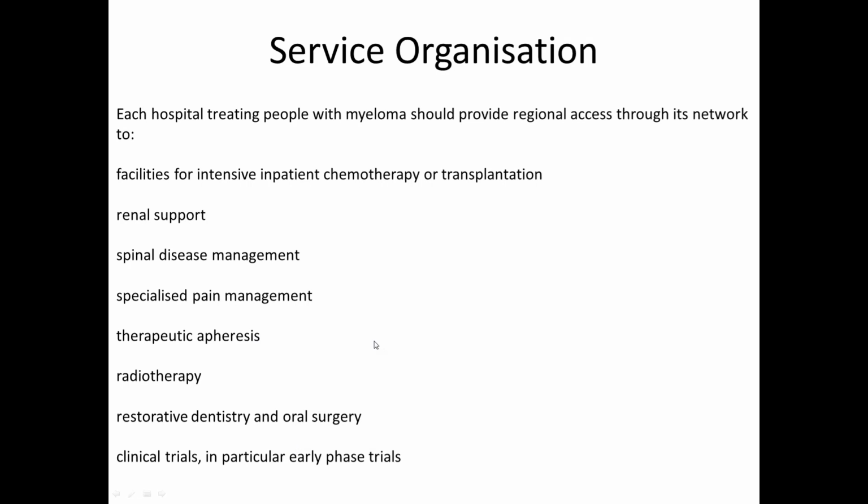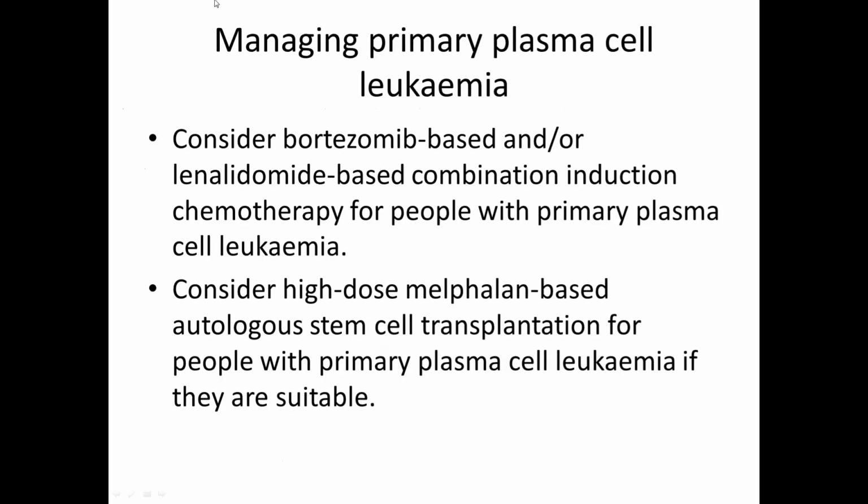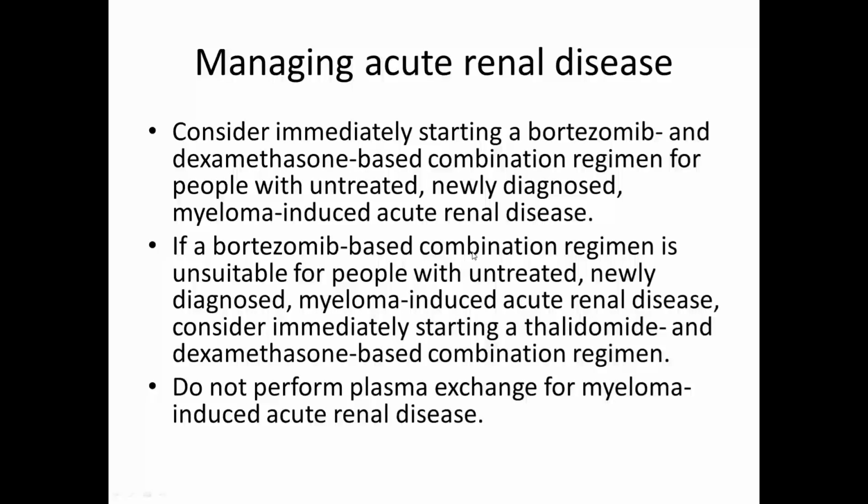We talked about management of acute renal disease. The strongest evidence is for bortezomib combination, and it should be treated as a medical emergency, as it's recognised that earlier treatment is more likely to lead to reversal of renal problems. There's less data on drugs like lenalidomide, but they're probably also effective, and there's no evidence for plasma exchange.